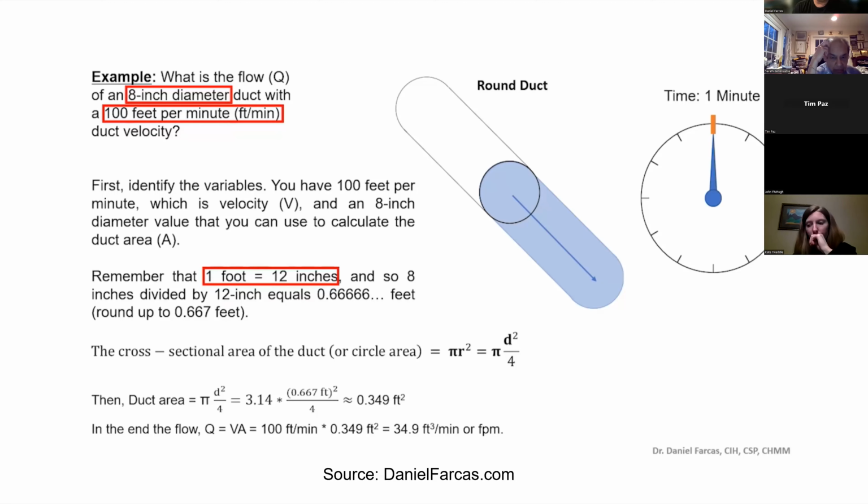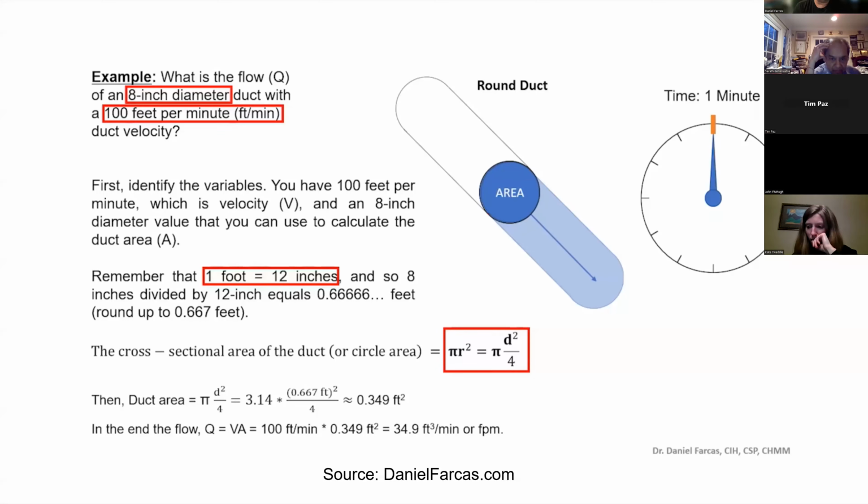0.667 feet. But we know that the cross-sectional area of the duct, or circle area, equals pi times radius squared, or pi times diameter squared divided by 4. That's because the diameter is twice the radius. And now, using the flow formula, we can calculate the flow rate from velocity and area. So the duct area equals 3.14, which is pi, times 0.667 feet squared, because it's the diameter squared, divided by 4.